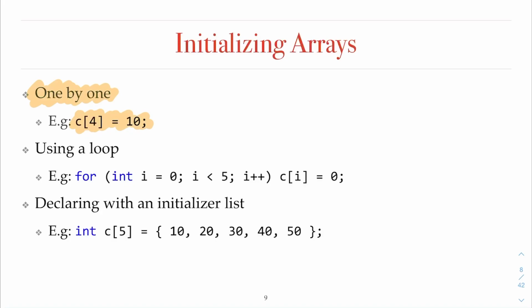It's like I'm setting 10 to the 5th element of C, because the index is 4, it's the 5th element, okay? So this simple loop will do that initialization step by initializing 5 elements of C to 0. That's easy, right? You can also use an initializer list.